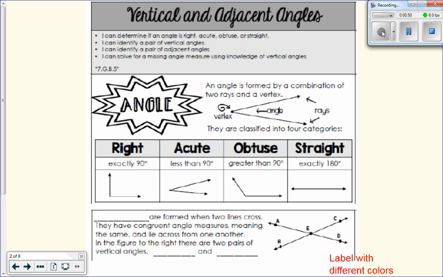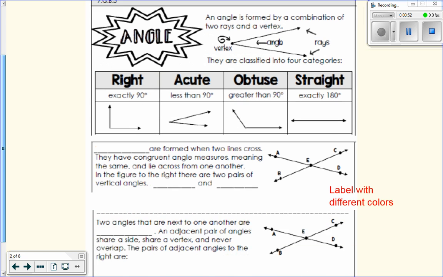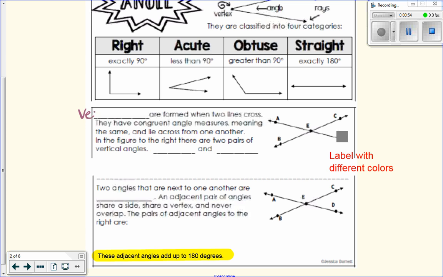All right, our first vocabulary word is vertical angles. They are formed when 2 lines cross. They have congruent angle measures. What's congruent mean? They are equal. All vertical angles are equal angle measures, meaning the same, and they lie across from one another. In the figure to the right, there are 2 pairs of vertical angles. Which ones are they?